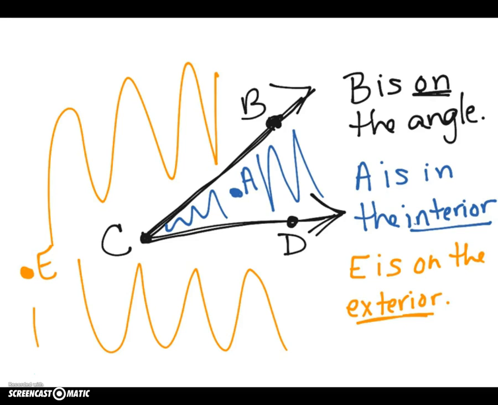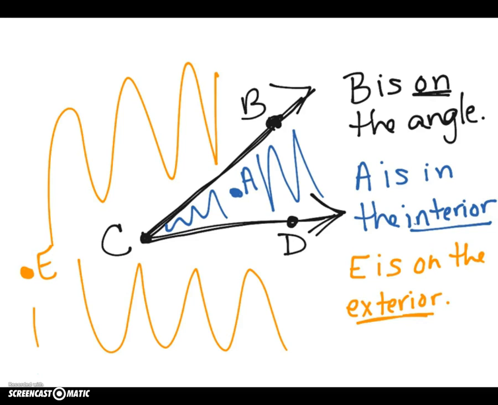So interior is like you have an interior designer who decorates the inside of your house. Exterior, if you have an exterminator, they spray around the outside of your house, so you can remember that's outside. And then you have the angle itself.